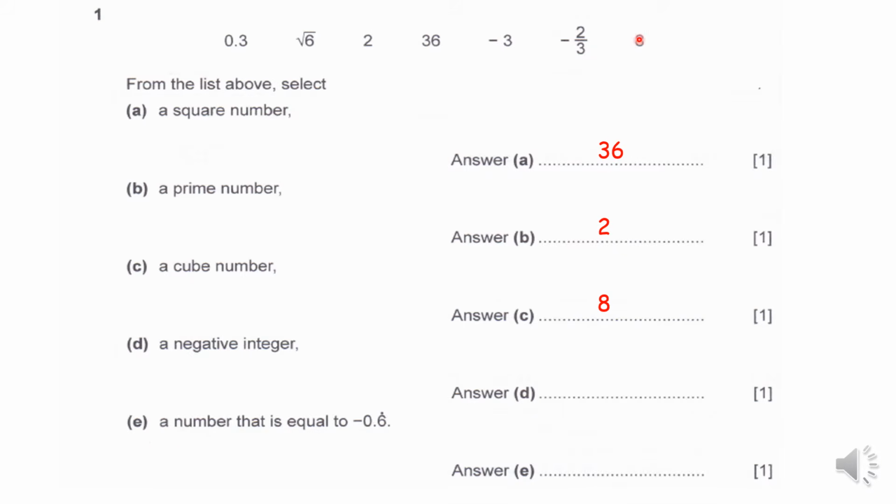Cube number, 8. 8 is a cube number, that is a cube of 2: 2 times 2 times 2. A negative integer is a positive or negative whole number, including 0, but a negative integer will therefore be negative 3. Not negative 2 over 3, because that is a fraction. A number that is equal to negative 0.6 recurring, that dot means it recurs, is the same as negative 2 over 3. Okay, so 1 mark for that. It's warm-up questions, right in the beginning.